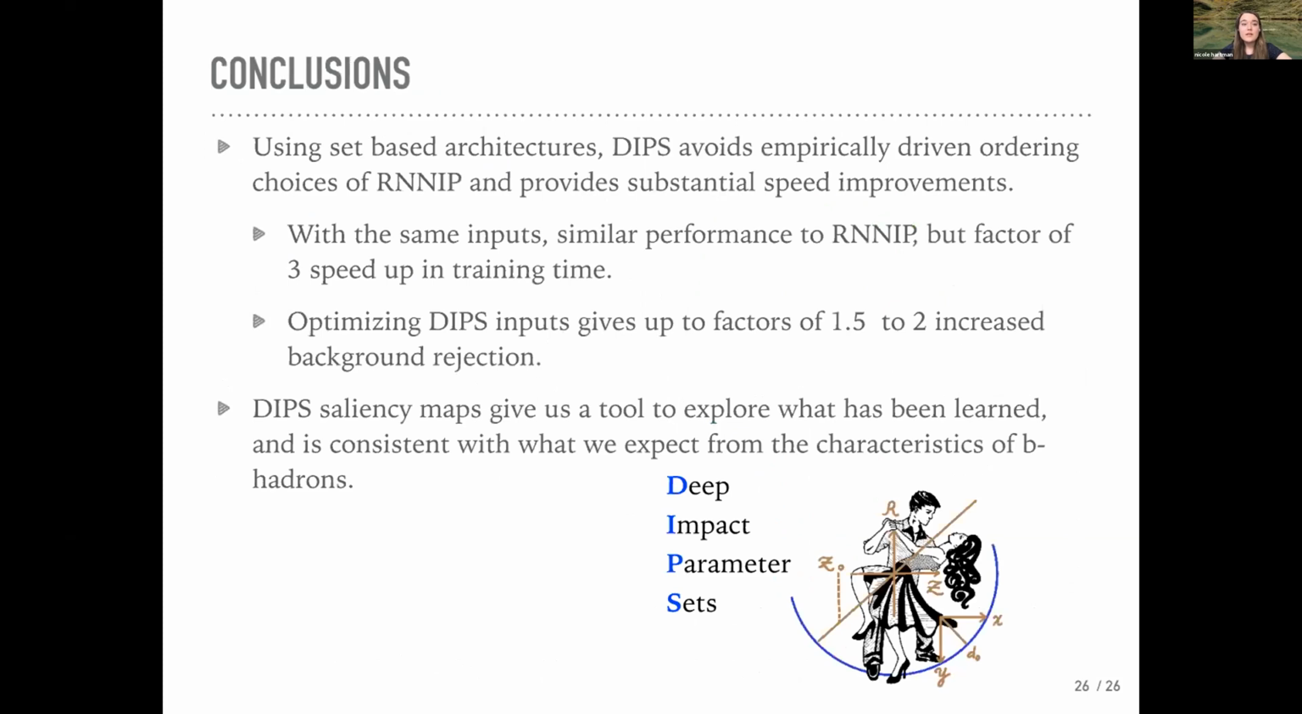So in conclusion, what we showed today was that using set-based architectures, we introduced a new algorithm that avoids an empirically driven ordering choice of RNNIP, but also has substantial speed improvements. This is similar performance to RNNIP, which is already shown to be very powerful in ATLAS official recommended taggers. But the factor of speed up in training time is a factor of 3, and further optimization studies give additional improvements. And then finally, I introduced a metric, saliency maps, which we've used to see that the neural network is learning properties that are consistent with what we're expecting from the hadron decays.